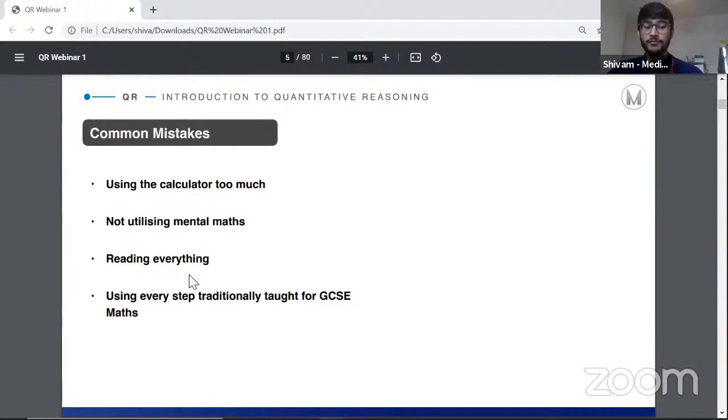The next point here is about reading everything. When I've been speaking to a lot of students about questions that they keep on making mistakes on, those are the questions that they don't read very well.